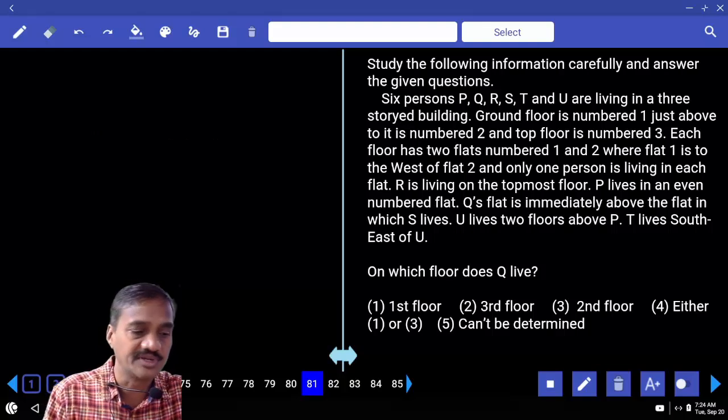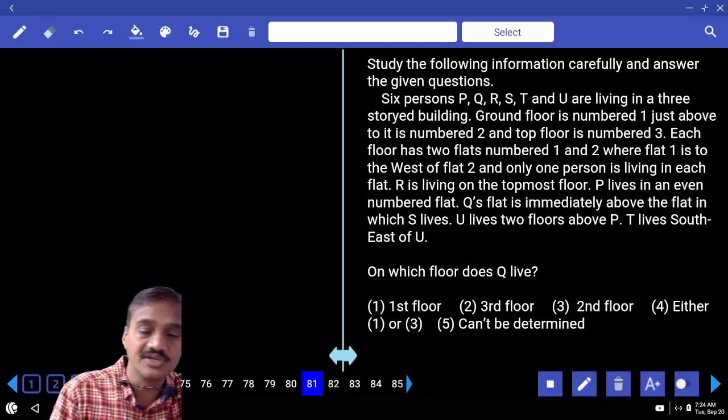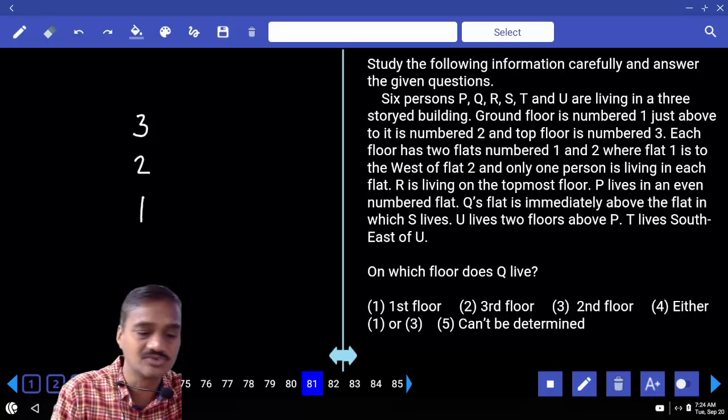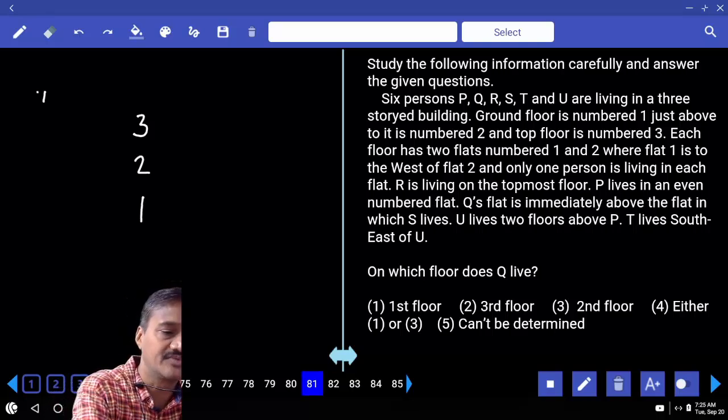Then next one. Coming to this question number 81 onwards. Now 81 to 85, how many persons are there? There are some 6 persons, P, Q, R, S, T and U, living in a 3-story building. Now how many floors were there? There are some 3 different floors, and 3, 2 and 1. On each of these floors, how many flats do we have? There are 2 flats. Now flat 1 and flat 2.